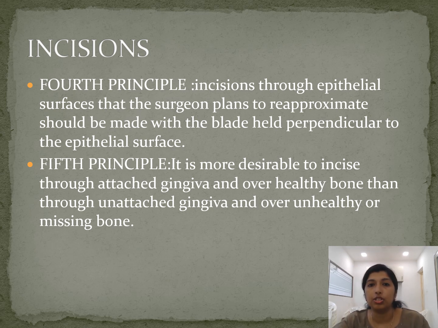Coming to the fourth principle, the incision through the epithelial surface that the surgeon plans to reapproximate should be made with the blade held perpendicular to the epithelial surface. Fifth principle, it is more desirable to incise through the attached gingiva and over healthy bone than through unattached gingiva or over unhealthy bone or missing bone.